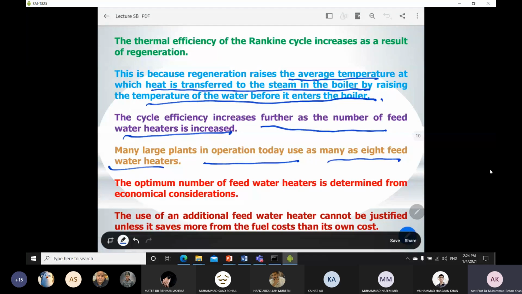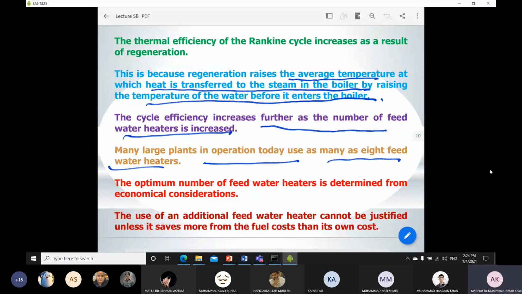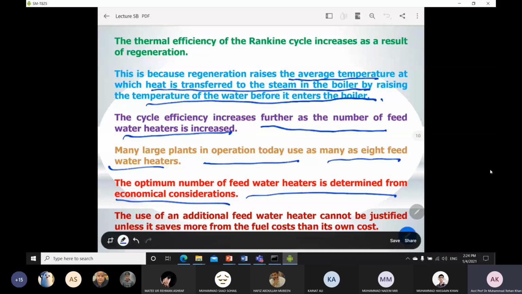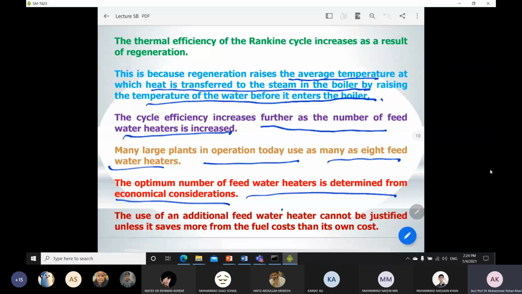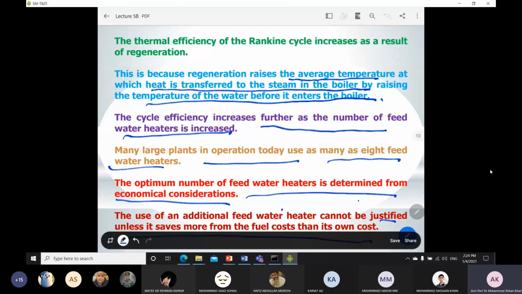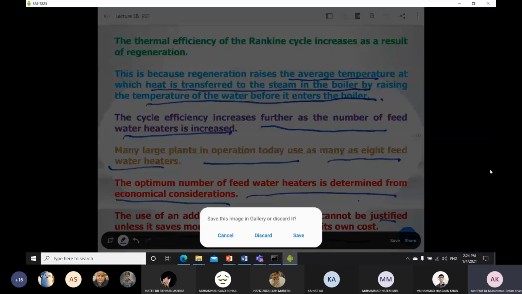So you can easily see that a practical plant has eight feed water heaters installed in it. The optimum number of feed water heaters is determined from economic considerations, and the use of an additional feed water heater cannot be justified unless it saves more from the fuel cost than its own cost. So this is the important part of the feed water installation also.